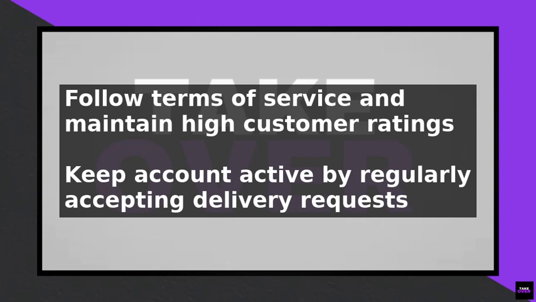By following these steps and best practices, you can fix your deactivated DoorDash account and continue working as a Dasher. It is essential to be patient and persistent throughout the process, and to provide accurate and detailed information to support your appeal.